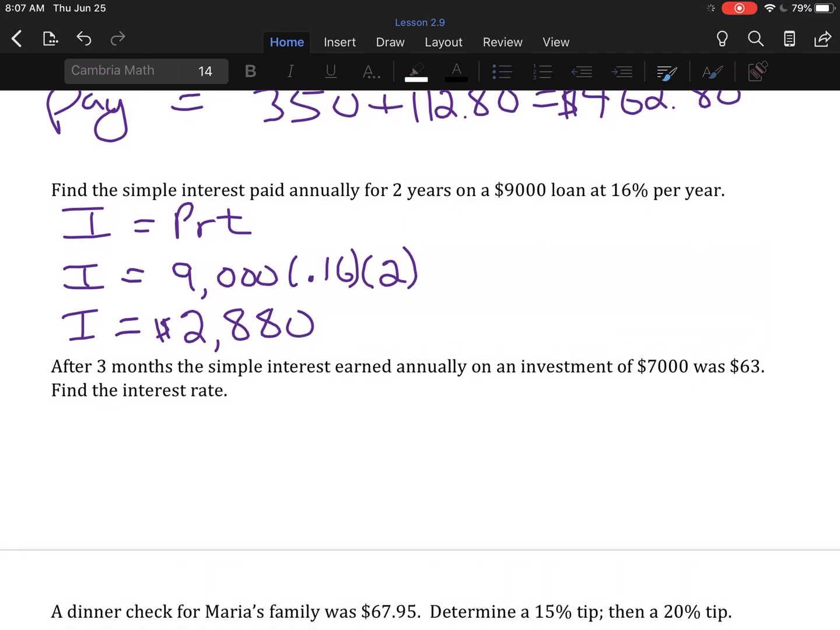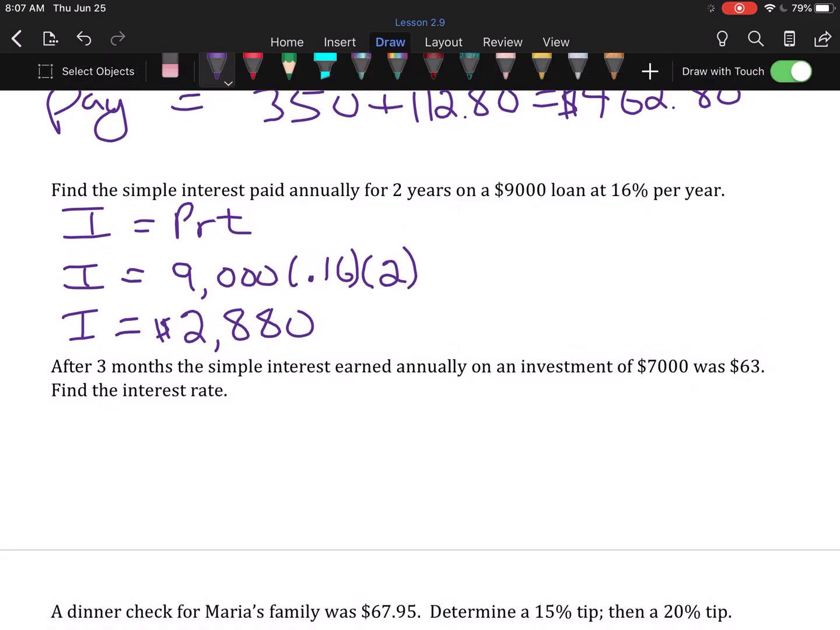Next problem is another interest problem, but it'll be a little different. So we're still using the I equals PRT formula. After 3 months, the simple interest earned annually on an investment of $7,000 was $63. Find the interest rate. So we're solving for R. So the interest was $63. So interest is 63. Principal is the amount of money put in something, so that is our 7,000.